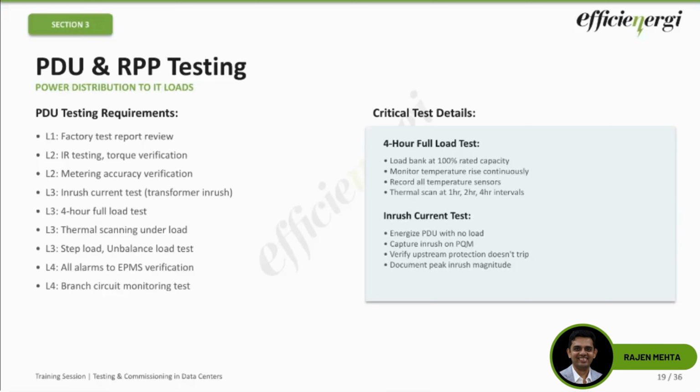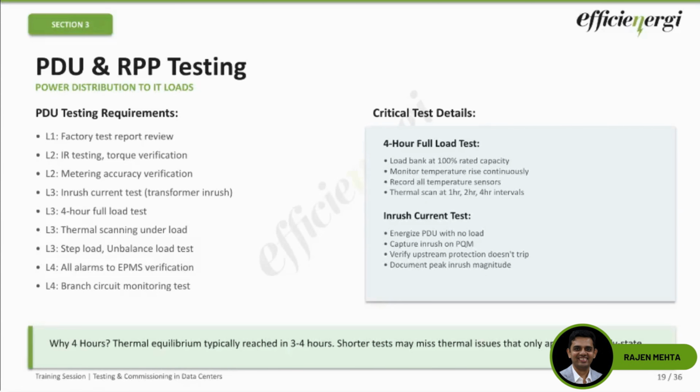There is a mismatch, or calibration is not done properly. Wrong alarm thresholds that have been integrated, or communication failures to the EPMS, you can typically find. So that's the typical expectation that you have for a PDU or an RPP testing.